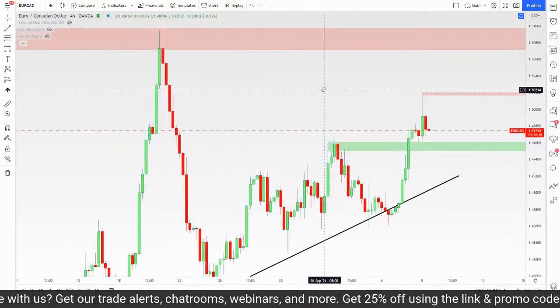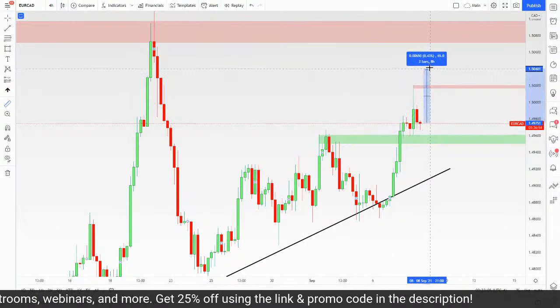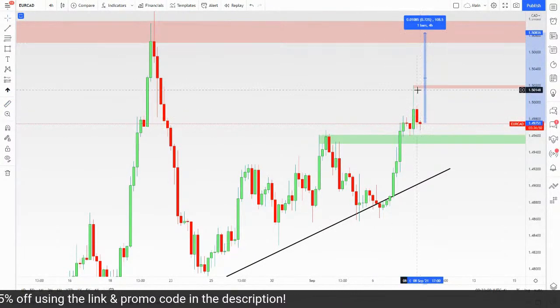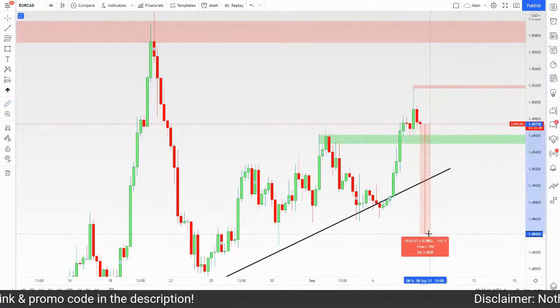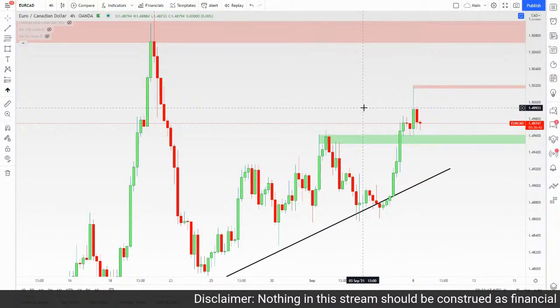So if you're watching the Eurocad, there's a couple levels to keep an eye on. Just to put in perspective, 105 pips to the upside would be a move like that. That would be kind of crazy, right? Or to the downside, it would look like this. So again, we'll see if there's anything of interest today with that.